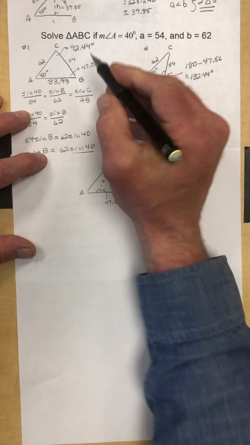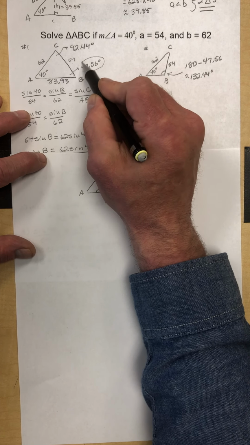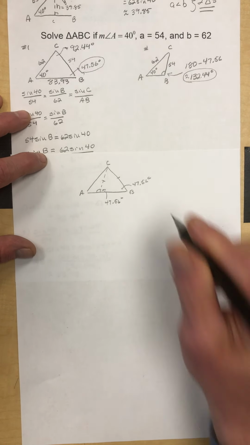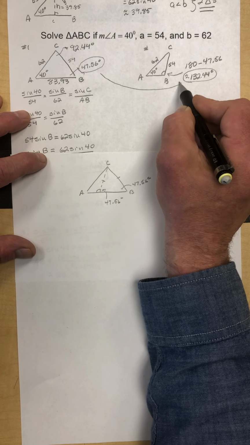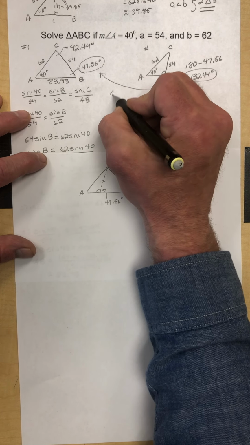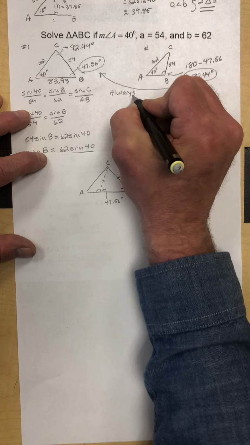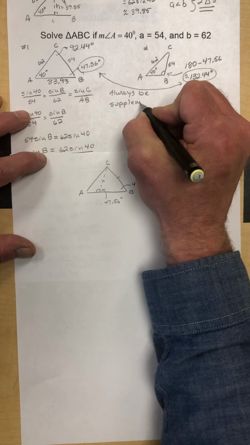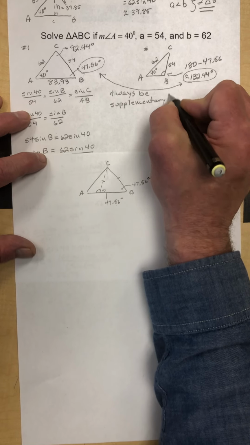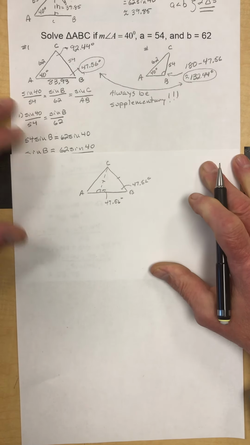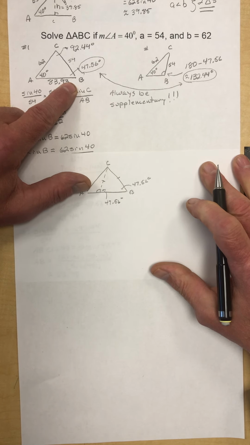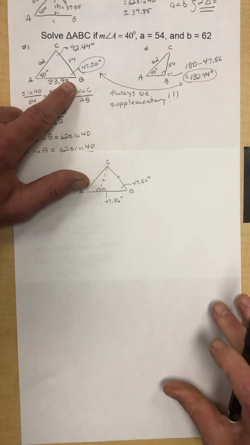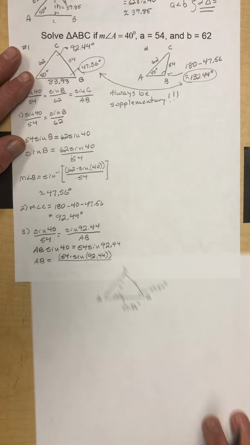Now this is really important. This guy right here and this guy right here, from the two different triangles, will always be supplementary. Once we find angle B over here, we always subtract it from 180 to get angle B over here. That's going to happen 100% of the time. I like that guy.